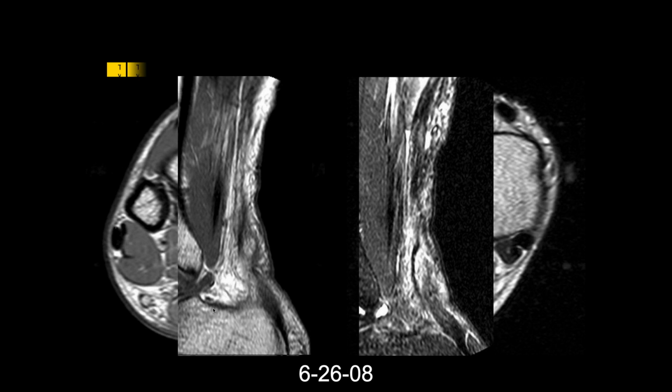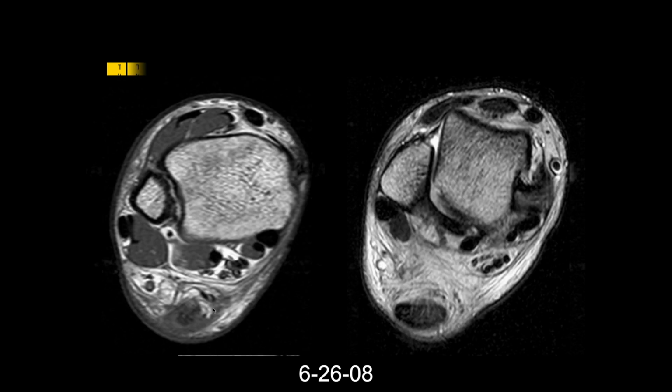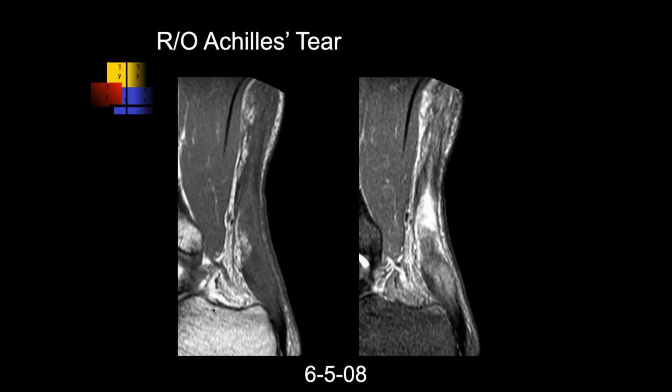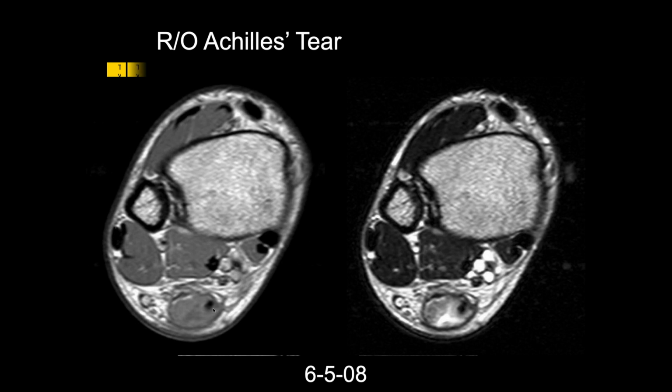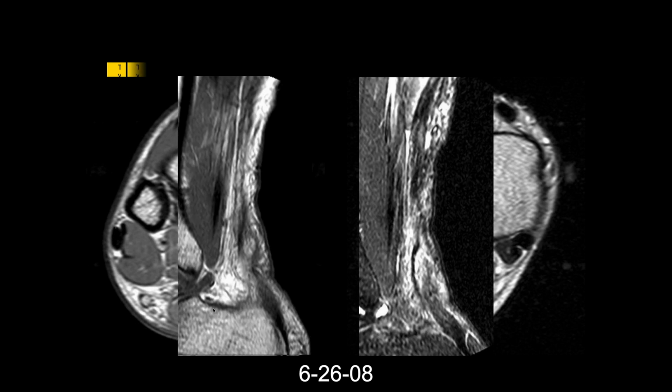I really don't see any meaningful tendon structure in the region of the Achilles tendon, and there's probably a lot of scar tissue. Here in the axial images, this is the way it was on 6.5, and here's the way it is 3 weeks later.